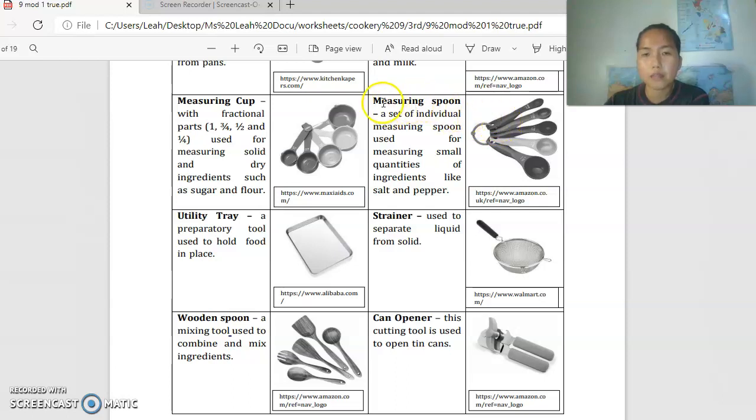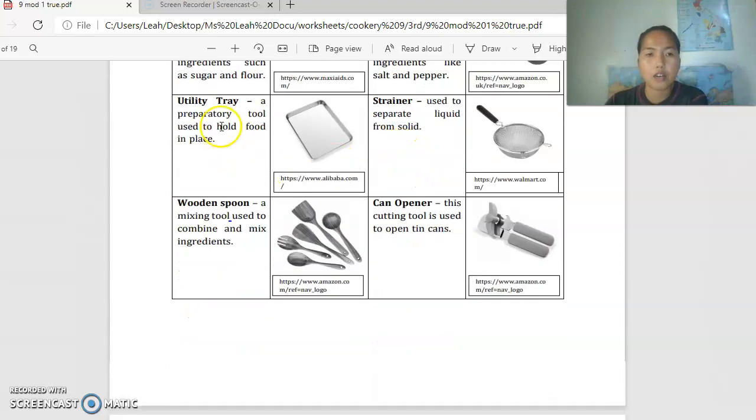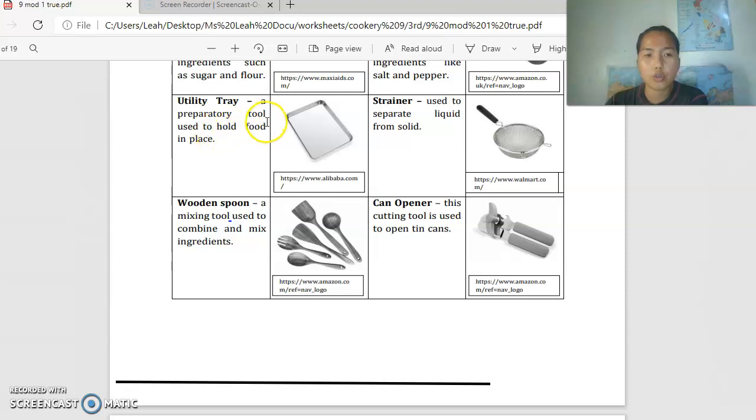So para sa may measuring spoon to measure small quantities of ingredients like salt, pepper, baking powder, baking soda. We also have here your utility tray, a preparatory tool used to hold food in place. Okay, this is a utility tray, strainer used to strain or to separate liquid from solid, like for example, straining lemon juice. Next is the wooden spoon used to mix combined ingredients.